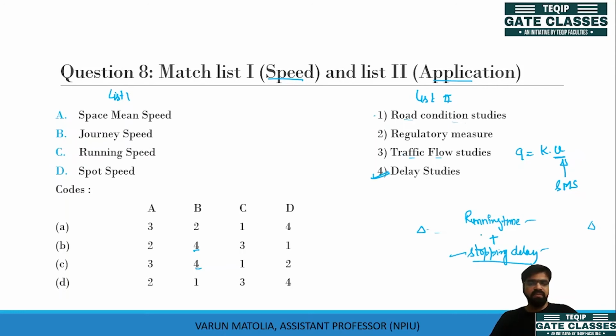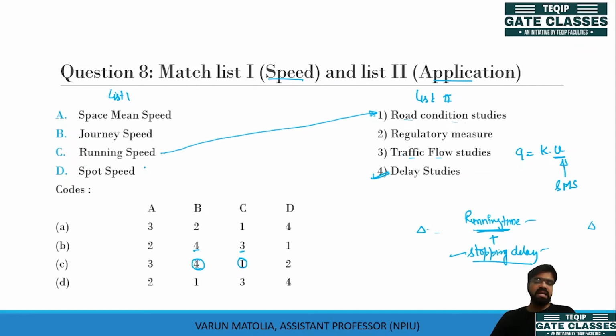Then your running speed. Now we can say that if running time is more, then road condition is not good. If running time is less for the same duration, road condition is good. So this can be done. We can match running speed with road condition. So for C, 1 is correct. These two are correct. Let us see spot speed.